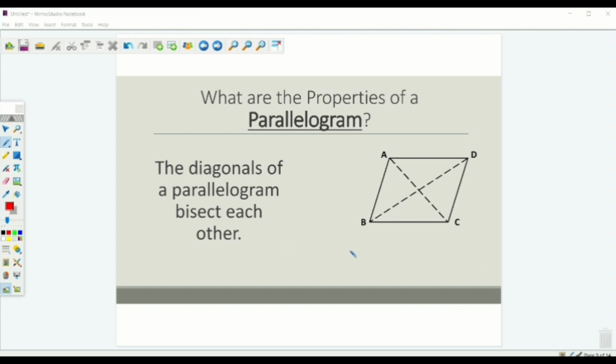And for the last property of a parallelogram, diagonals of a parallelogram bisect each other. So remember in our previous example, we have two diagonals. Diagonal AC or segment AC is perpendicular to segment BD since these two diagonals bisect each other. So that's simply segment AC is perpendicular to segment BD.